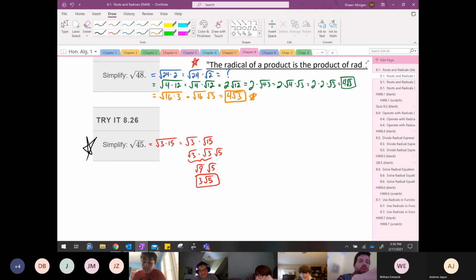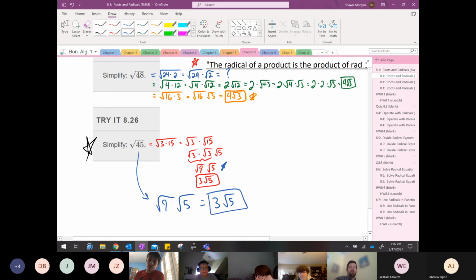Paul, can I get you to tell me about 45? Like, how would you split up 45? 3 and 15 doesn't work as well. I would have picked 9 and 5 as my starting. 9 and 5 sounds great. So 9 and 5 gets me more directly to the answer. We saw that come up in Andrew's example, right? It just took us a little bit longer to get there.